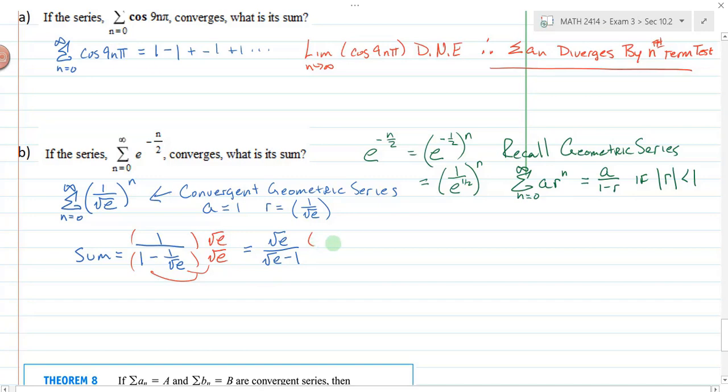So what we would do is rationalize this by multiplying both the top and the bottom by the conjugate of the denominator. So that would be the square root of e plus 1 over the square root of e plus 1. Now I'm going to distribute this across here, and I'm going to FOIL this out. And when I do that, the square root of e times the square root of e is e, plus 1 times the square root of e is the square root of e. And then this is the difference of two squares, so I'm going to square the first term and then put a minus and square the last term, and this would be our final answer. This would be the sum for this convergent geometric series.